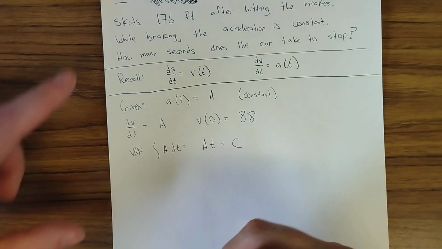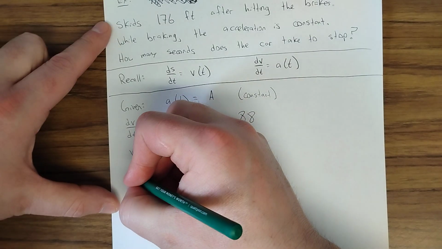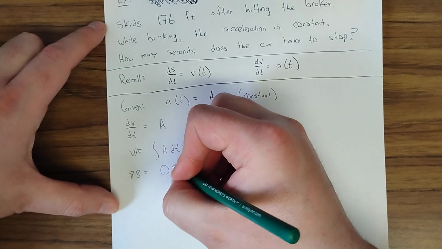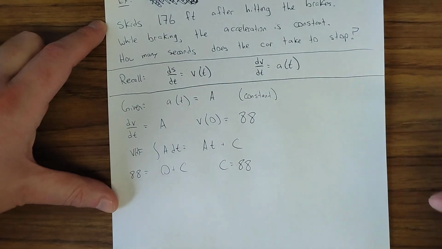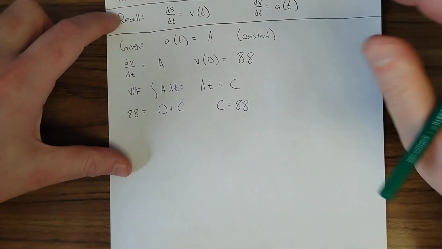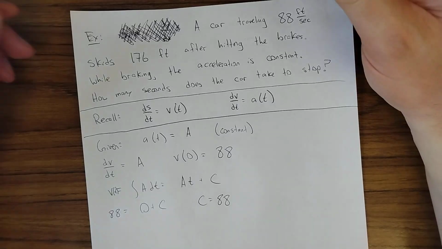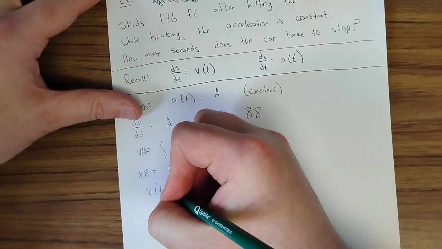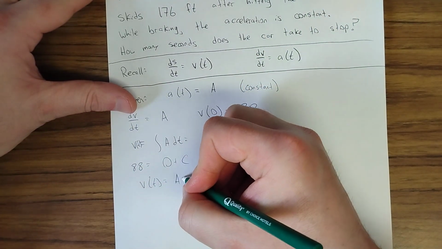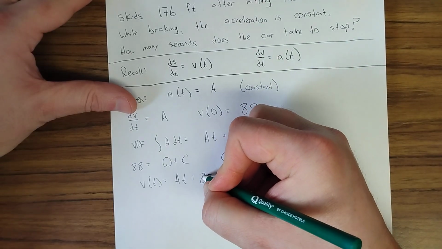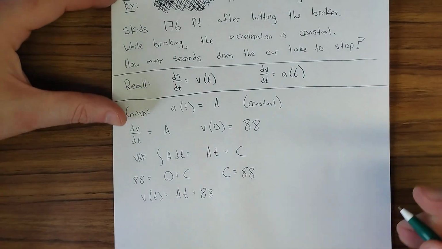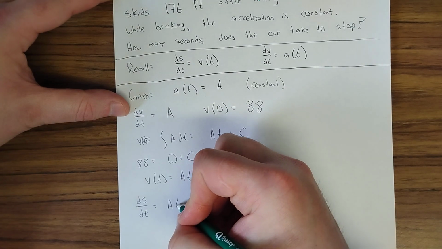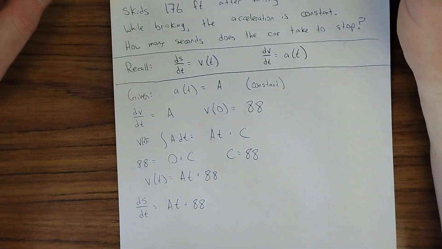I should be able to solve for this. So v of 0 is 88, so I put in 88 here, and I put in 0 for t. So c is 88. All right, so like I said, we're working our way up. So now let me use this to work my way up. First of all, v of t is at plus 88. Let me plug that in here. So ds over dt is at plus 88.